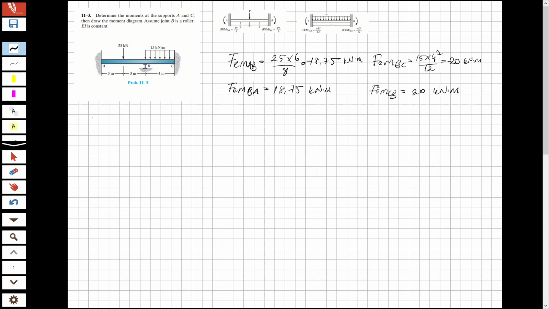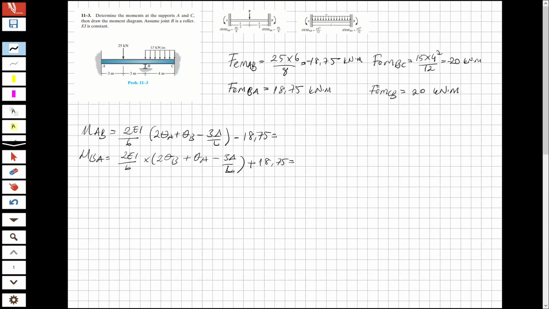So let's start with calculating the moments. Moment AB will be equal to 2EI over L, 6, times 2 theta A plus theta B minus 3 delta over L. And of course I'm going to take my FEM as 18.75. For moment BA, 2EI over L, 6, times 2 theta B plus theta A minus 3 delta over L, and plus 18.75.